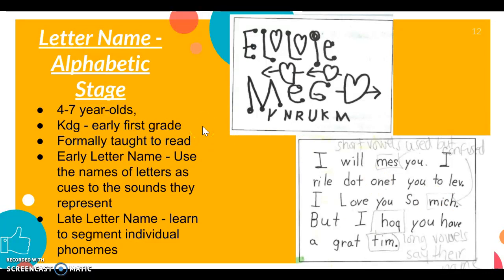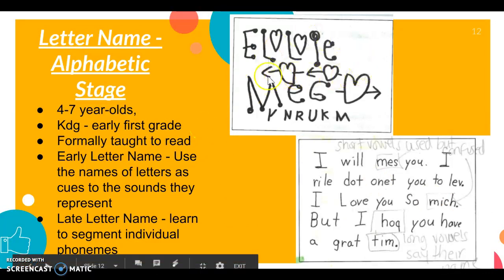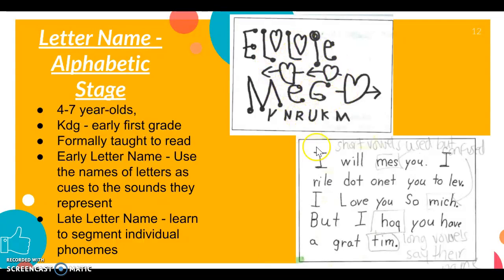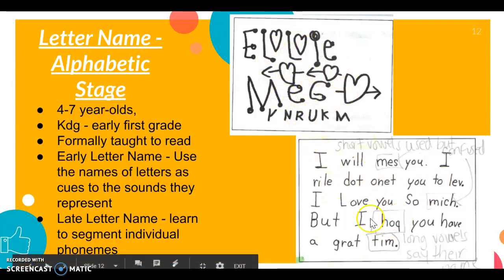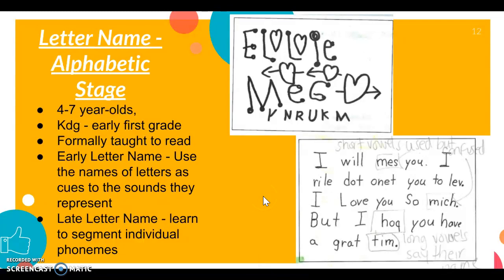The next stage is the letter name alphabetic stage. The top image is the beginning of that stage, and the bottom image is the end of the letter name alphabetic stage. These are typically 4 to 7-year-olds, kindergarten through early 1st grade. They have formally been taught to read in the early grades. Early letter names, so this image at the top, they use the names of letters as cues to the sounds they represent. So an example of that would be this bottom line of letters, Y-N-R-U-K-M.